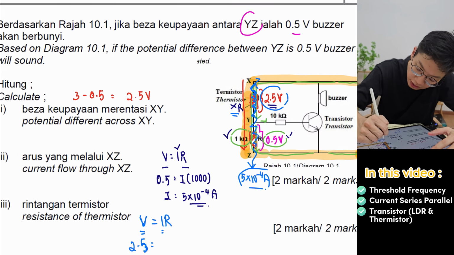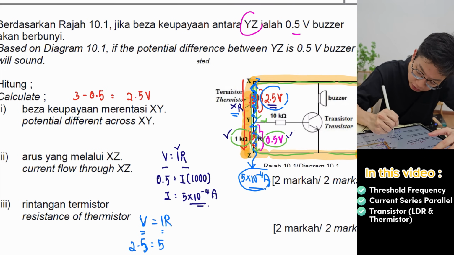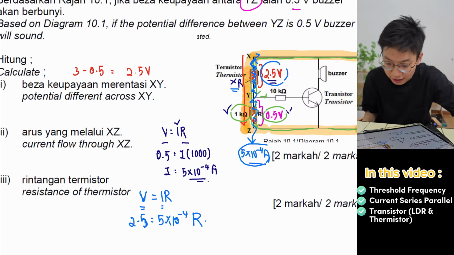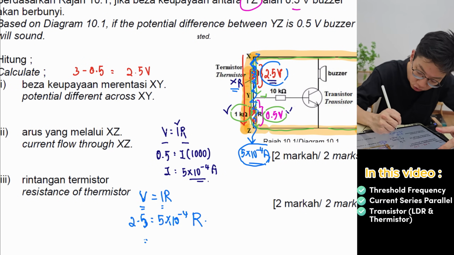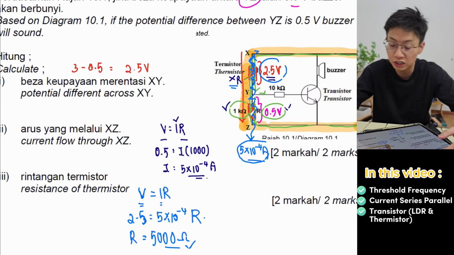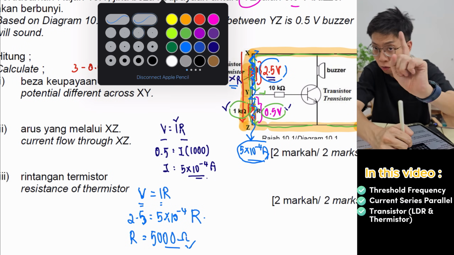So my current, I've already calculated it to be this. So this current is going to be 5 times 10 to the power of -4 R, okay? And then after that, you will just be able to calculate your answer to be that resistance will be equivalent to 5,000 ohm, okay? Now, some of the teachers, they will ajar this way, pun boleh.